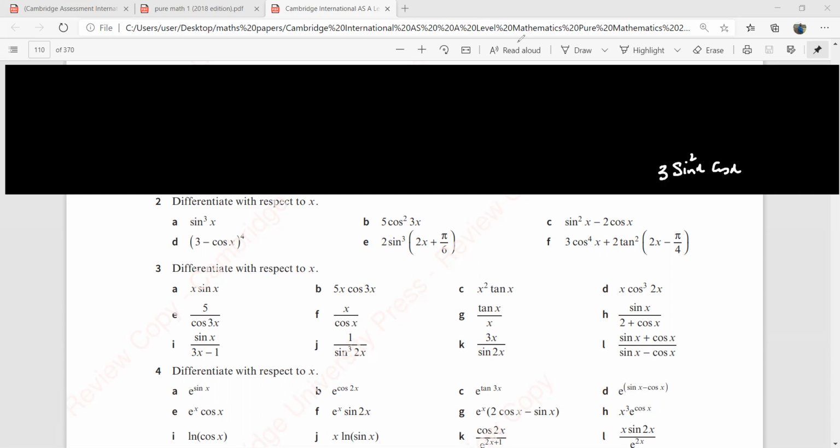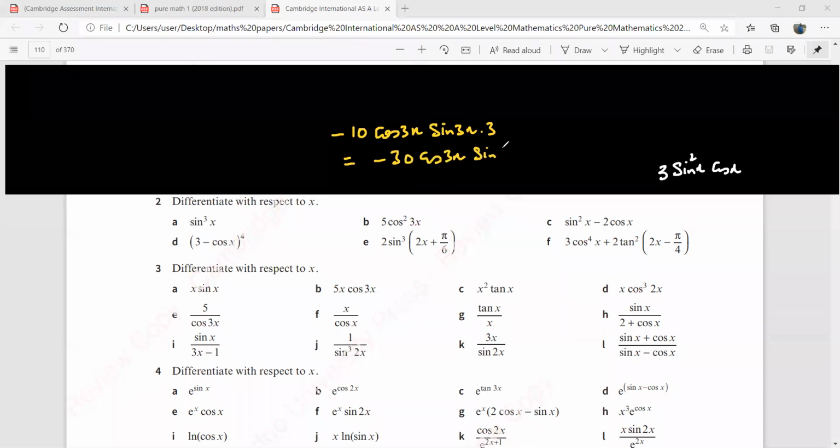Do you see the derivative of sine cube x is 3 sine square x cos x. Now you see the derivative of the b part. I'm writing this minus because I know that the cos derivative is going to be minus sine. So this is 10 cos 3x sine 3x times 3. So this is eventually minus 30 cos 3x sine 3x.